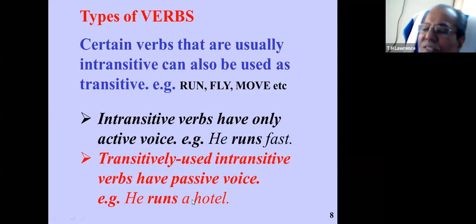Here, runs what? A hotel. You can passivize this sentence: a hotel is run by him, whereas "he runs fast" cannot be passivized just because here the verb runs is intransitive. I think you have understood the difference between transitive and intransitive and the role of objects with regard to verbs.